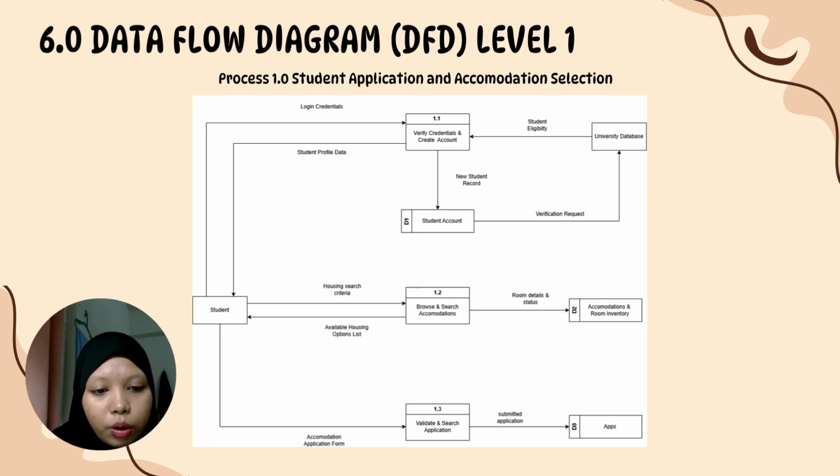Finally, in process 1.3, validate and submit application. The student completes the accommodation application form. The system evaluates the application and stores the submitted application in the application database. This process ensures that the student can register, search for accommodation and submit applications efficiently through the system.